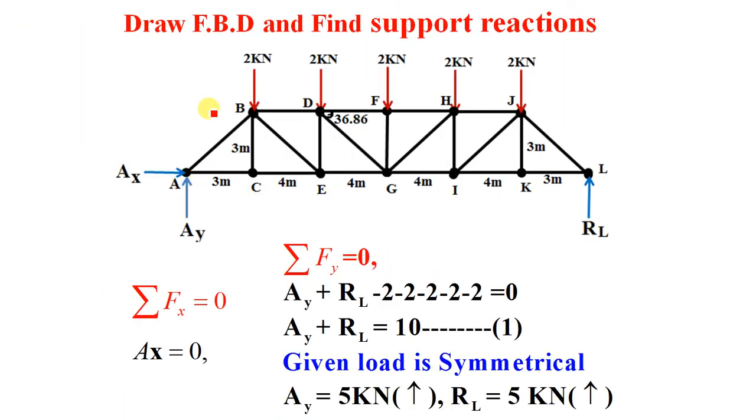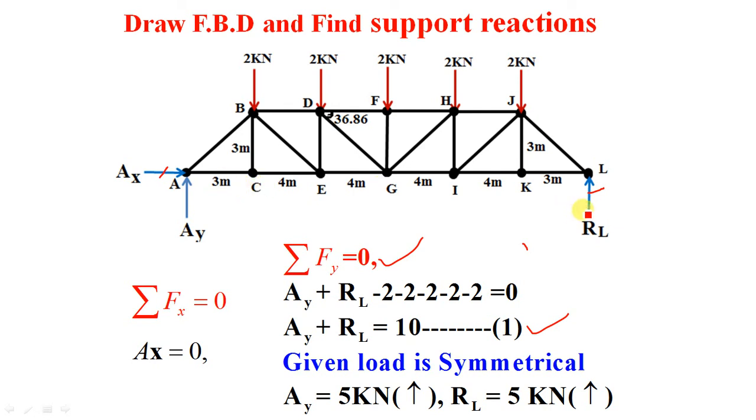This is the free body diagram of the whole truss. Replace the hinge support by two reactions, and the roller by a single reaction. Apply the conditions of equilibrium. Summation of Fy is equal to 0. Ay plus RL minus 2 minus 2 minus 2 minus 2 minus 2, that is minus 8. Sorry, minus 10. So you will get Ay plus RL is equal to 10.